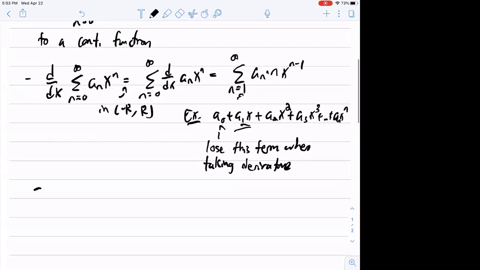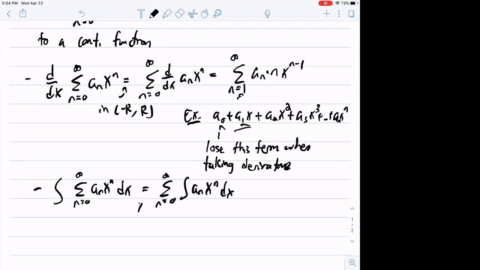Okay, and similarly, the integral of sum a_n x^n dx is this, and this is again inside our interval of convergence. And this is n equals 0 to infinity. So this starts at 0 because when you integrate, no terms vanish. I mean, the integral of a constant like 2 is 2x. It's only when you take the derivative that the constant term goes away.